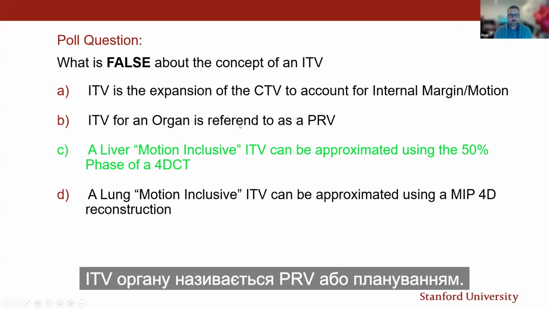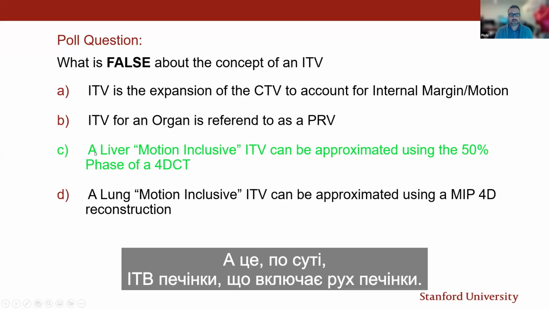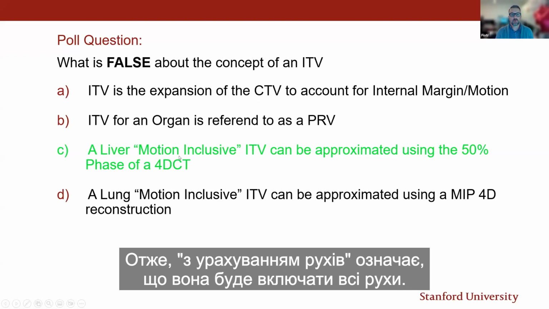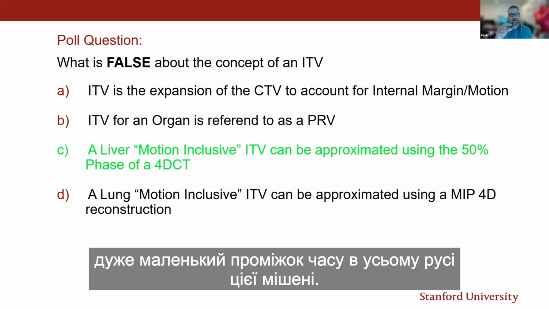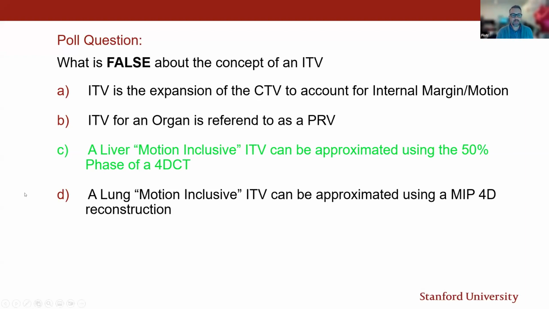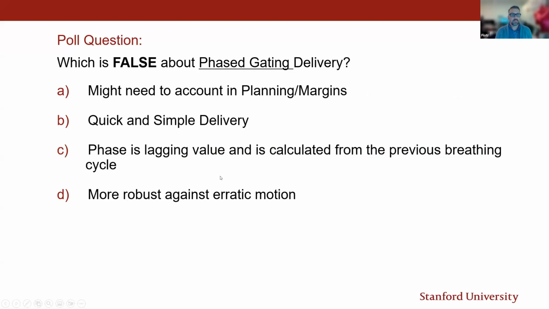The ITV of an organ is called a PRV, or planning organ at risk volume. And then this is basically the liver motion inclusive ITV. Motion inclusive means it's going to include all of the motion. Well, if you only look at the 50% phase of a 4D, you're only looking at a very small slice, a very small time point in the entire motion of that target. So the false one is C.